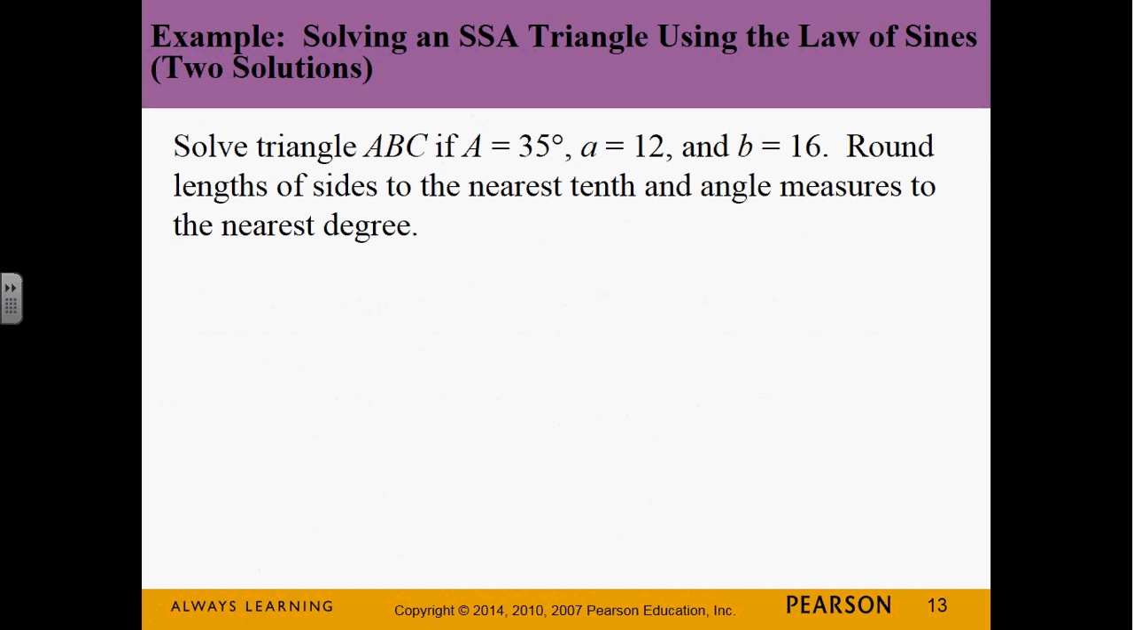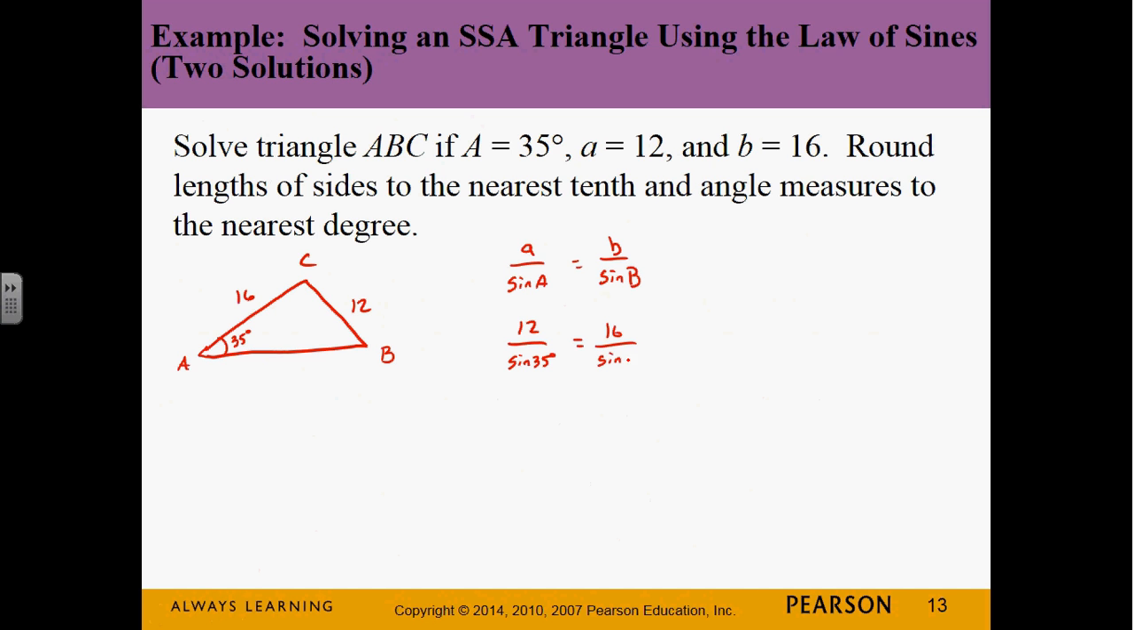Now, let's look at one that's got a couple of solutions. Same deal here. We're given A and B and big A. So, if A is 35 degrees, A is 12, and B is 16. So, we're going to do the same thing. A over sine A equals B over sine B. 12 over sine of 35 equals 16 over sine of B.